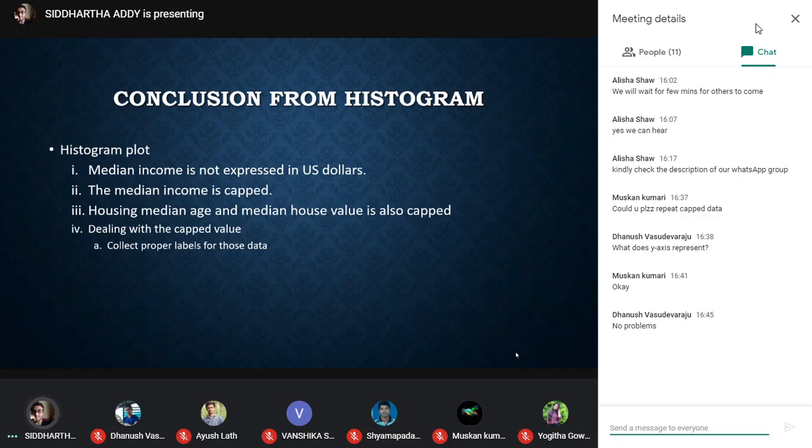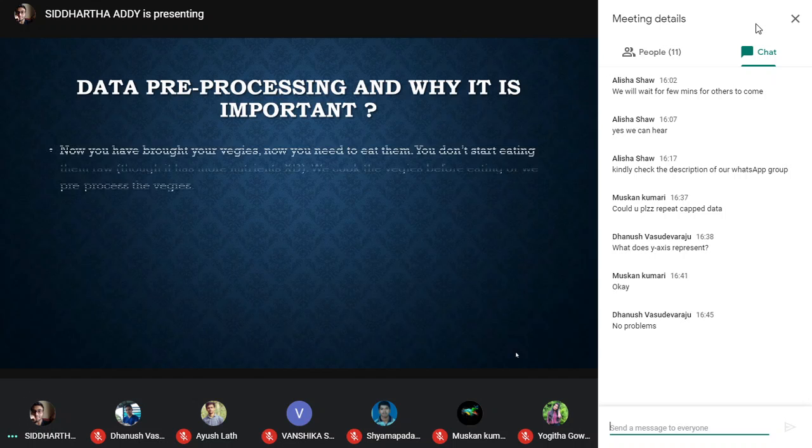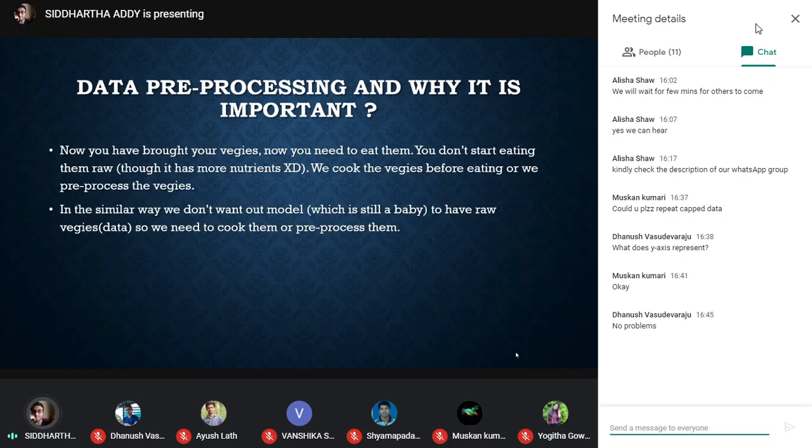There are two options: collect proper labeled data, which sometimes is not possible, or remove those districts from the data set. It is not recommended. I'll be teaching you another way of doing this. Attributes have very different scales, and the curves are tail heavy. Some of our machine learning models do not like tail heavy data. Data pre-processing, why is it important? Because pre-processing will ensure that the data is absorbed into the model.